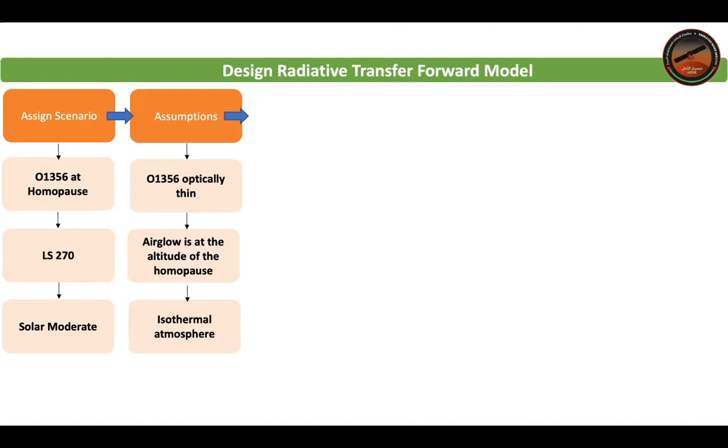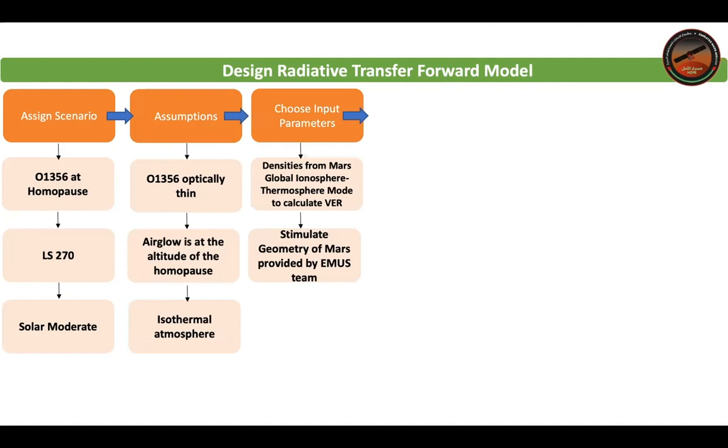So we have the same assumptions as before, but we're also assuming that the emission is at the altitude of the homopause, and we're also assuming an isothermal atmosphere. So for input parameters here we got atmospheric densities and an atmospheric data set from the Mars Global Ionosphere Thermosphere model to calculate volume emission rates. So instead of the toy model of just inserting a volume emission rate peak, we were able to build a model that calculates volume emission rates for us. And we also used the geometry of Mars provided by the MUSE team.